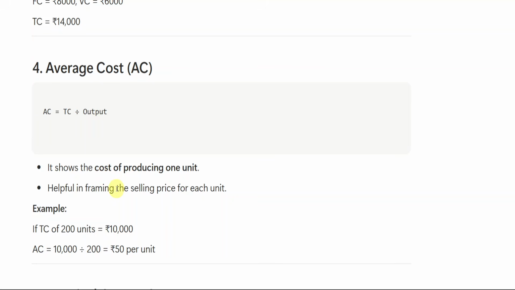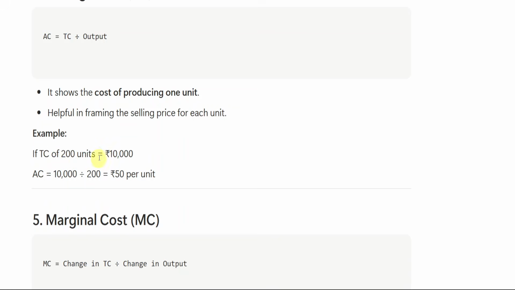Getting my point? Now average cost is also as simple as that. Average cost tells us the cost of producing one single unit. If we do total cost divided by output, we get the cost of producing one unit. Like total cost for 200 units is 10,000. If we divide 10,000 by the 200 units, we get 50 per unit.